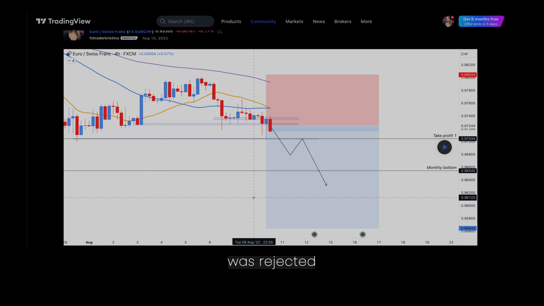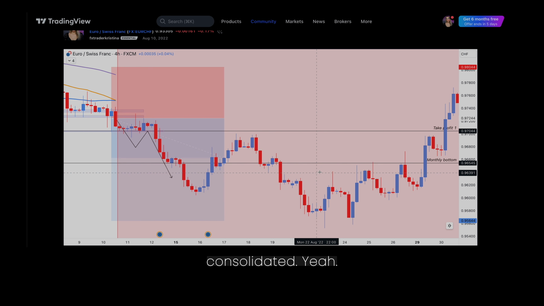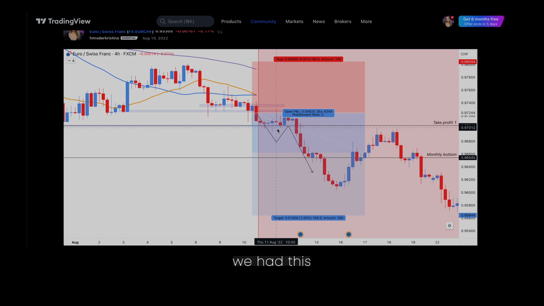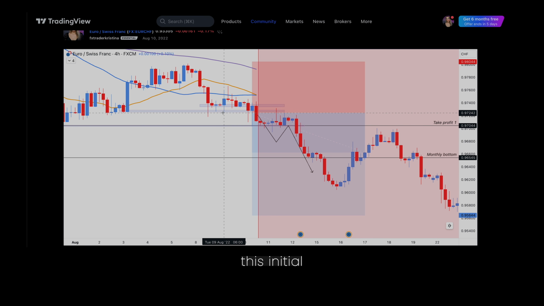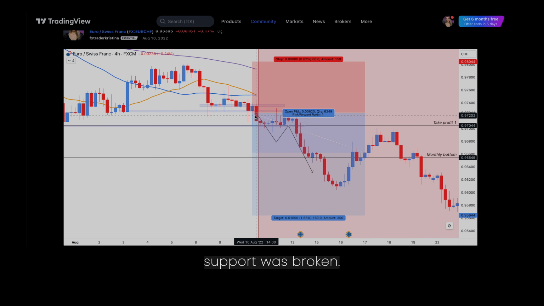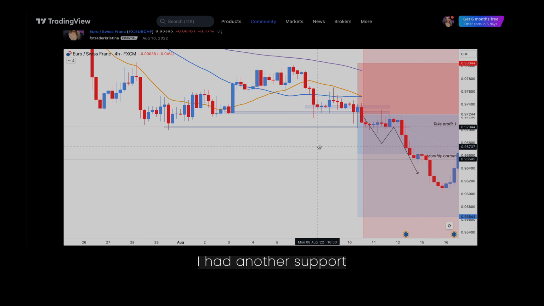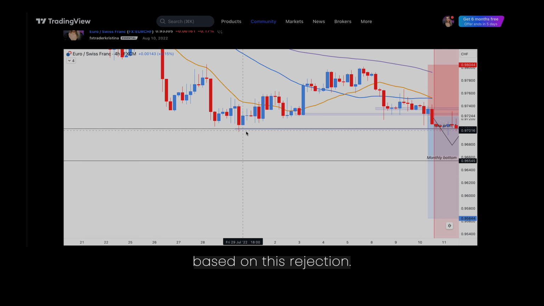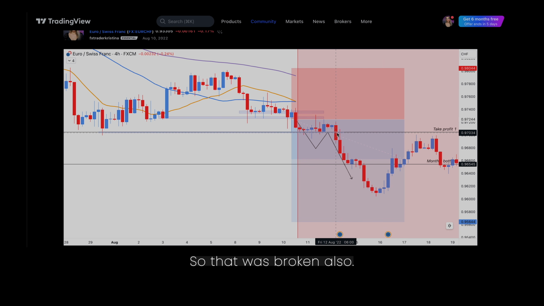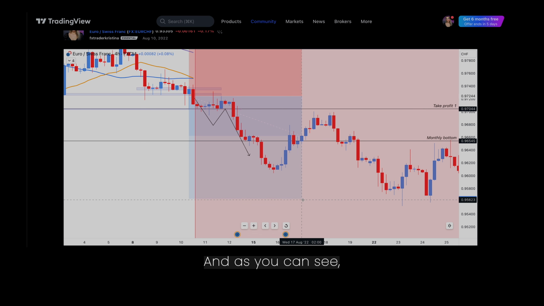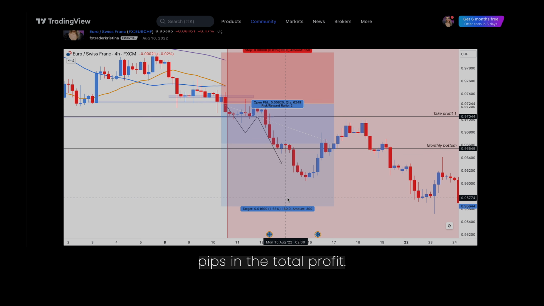The price was rejected off the resistance, but then I believe it consolidated. Yeah, so as you can see, we had some sort of consolidation. This initial support was broken. Now it was standing as a resistance. I can see that I had another support level based on this rejection, so that was broken also. And as you can see, eventually it did reach the take profit target of 160 pips in total profit. Again, a 1 to 2 risk to reward ratio was being used here as well.